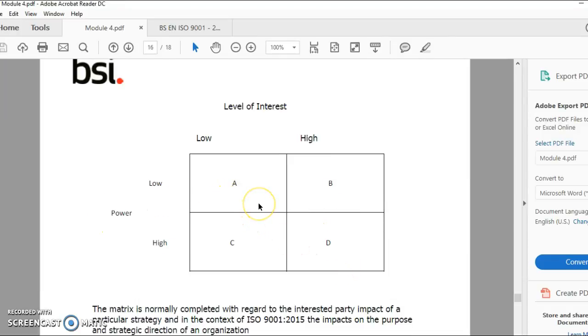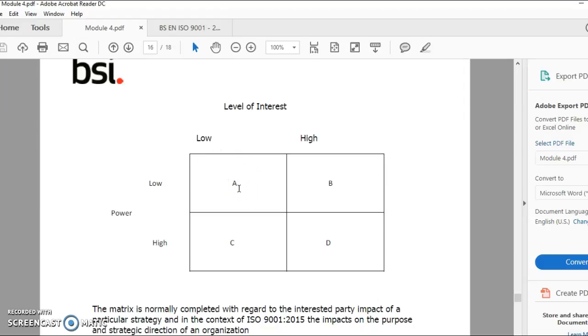But then you've got people like, for example, BSI, who could potentially have a high level of power because they could take away your ISO 9001 or whatever accreditation you have. But they're going to have a lower level of interest on a day-to-day basis, so they're not going to need to be kept up to date. They're only really going to come in, in my company, every 6 months to review the company. So level of interest is going to be pretty low. So you're not going to need to engage with them and talk to them on a regular basis.